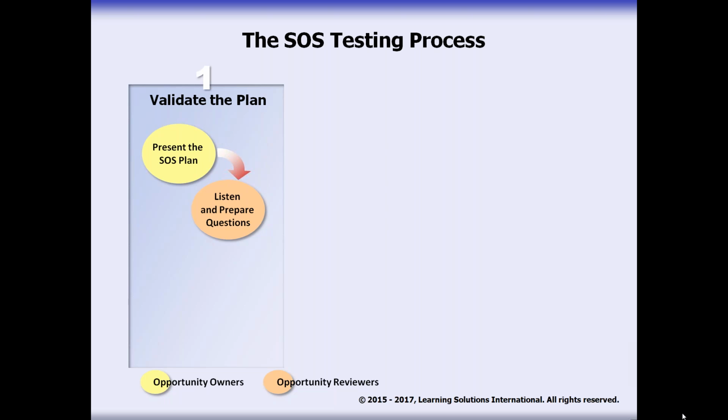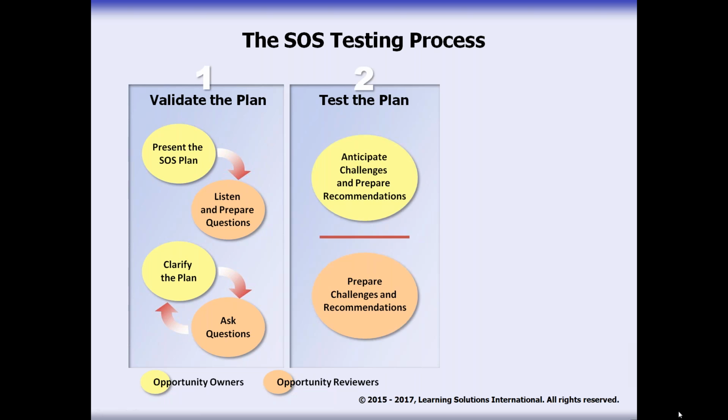At the end of the 3 pages of the opportunity plan, the reviewers ask questions to clarify the plan. They don't challenge the plan per se. They're asking questions to clarify it and get a better understanding of some of the things that are happening within that sales opportunity. In the second phase of the plan, we ask them to go off separately, and the owners anticipate the challenges that the reviewers might come up with and prepare some recommendations to how they would improve the plan. And the reviewers do the same thing. They actually prepare challenges and recommendations.